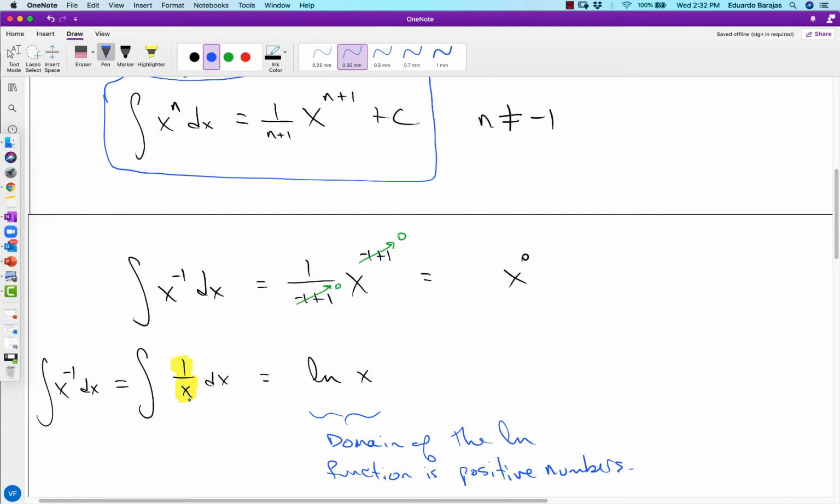But there's no guarantee that x is positive, right? It's not guaranteed here. x is free to be a variety of things. So we'll get into the limits of integration in a little bit, but there's no guarantee that this is positive. So we do have to adjust this a little bit and include an absolute value here. So it's ln of the absolute value of x, and then of course we have a plus c. Okay.